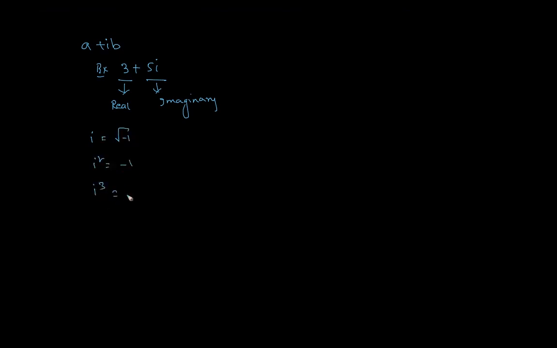i equal to root of minus 1, i square equal to minus 1, right? i cube equal to, how can we write i cube? i into i square, right? I know the value of i square is minus 1, so i cube value is minus i. What is the value of i power of 4? So I can write i square whole square. I know i square is minus 1, minus 1 whole square equal to 1, right?